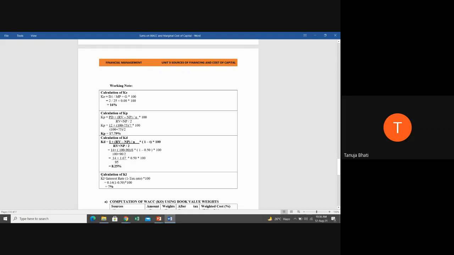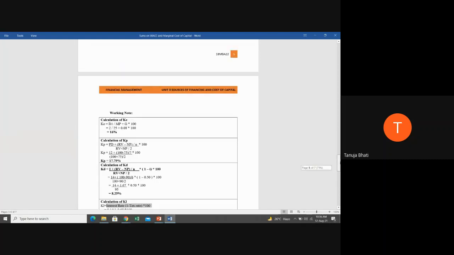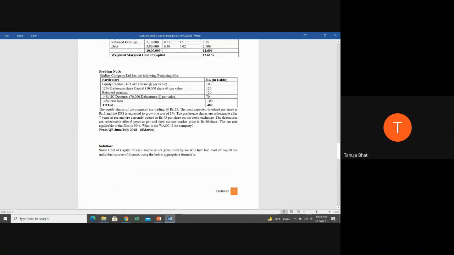Next is to calculate the KL. You know that KL is interest rate in the bracket 1 minus tax rate into 100. Can anyone tell me what interest rate you're going to take in respect of term loan? 14%. And the tax rate is 50%. So here you're just taking 14 and 1 minus tax rate into 100. Is this clear to everyone? Yes, ma'am.